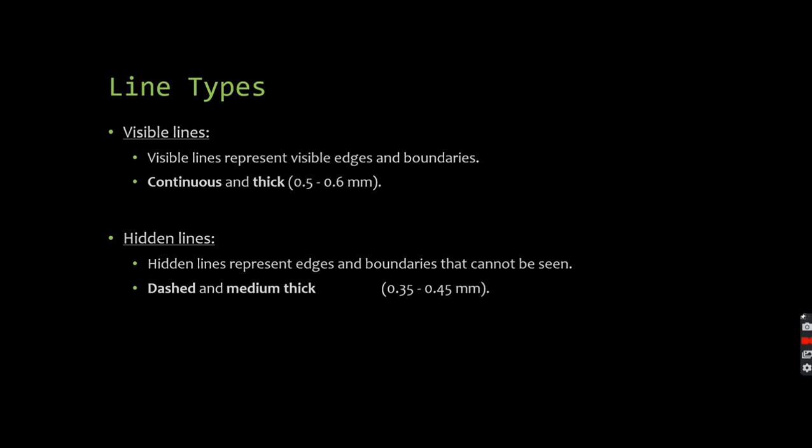Visible lines. Visible lines represent the visible edges and boundaries. They are continuous and thick. They are very important lines. Hidden lines represent edges and boundaries that cannot be seen. They are dashed and medium thickness.